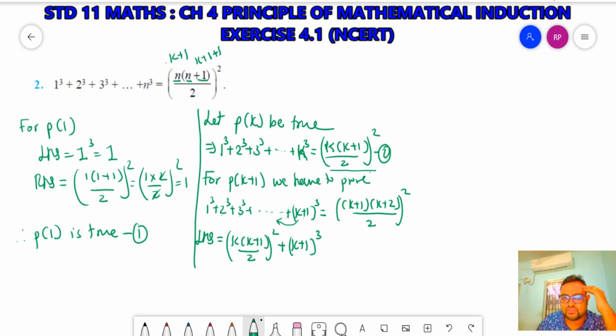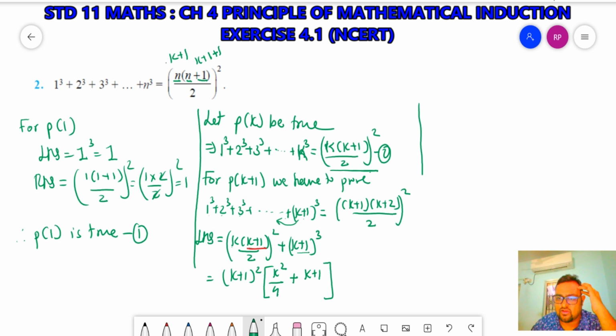Okay, because this will be 1 cube plus 2 cube plus 3 cube up to k cube, that is this, plus k plus 1 cube. Okay, so let's solve it. What is common here? k plus 1 square and k plus 1 cube. So I will take k plus 1 square common here, so this will be equal to k plus 1 whole square common. What is remaining? k square upon 2 square, that is 4, plus here k plus 1 cube is there, from that square I have taken common, so remaining is k plus 1.